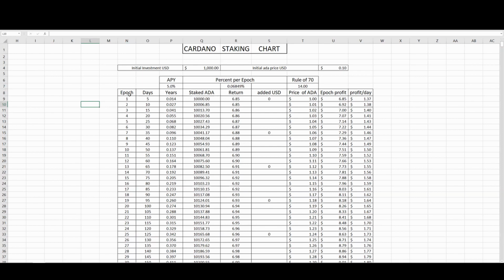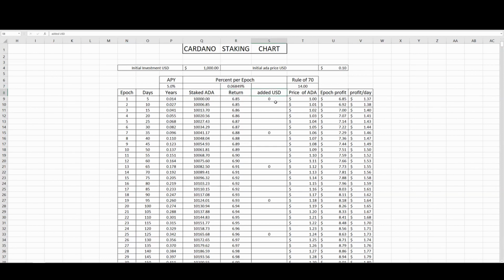Now moving on into the main chart, I have it set up to show 3 different time units. I have epochs, days, and years, just to give you a visualization of each of those 3. This column is your current staked bag, so how much ADA you have in your wallet. The return is your staked bag multiplied by your percent per epoch, so how much ADA you're adding every 5 days.